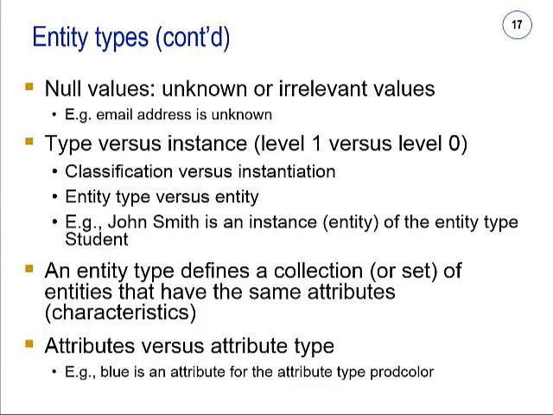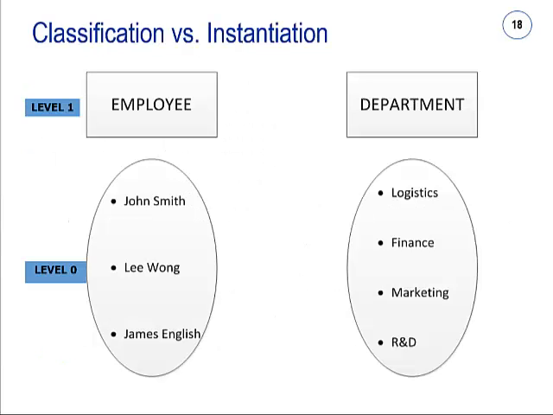Also, when we talk about modeling, it is really very important to distinguish between the ideas of a type and an instance, which we earlier referred to as level 1 versus level 0. Let us just actually illustrate this with the next slide. At level 1, we focus on the business concepts. We focus on the type. So here you can see an employee type and a department type. At level 0, you can focus on individual instances, individual occurrences.